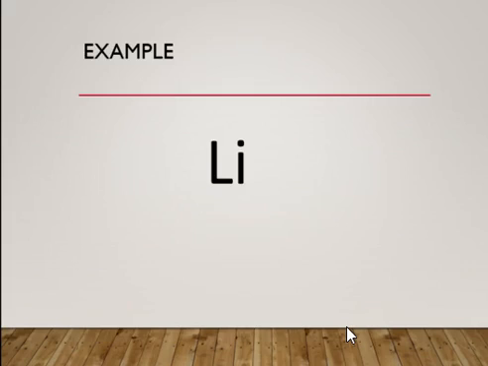Lithium. Pause the video. It only has 1 valence electron. Magnesium. It has 2 valence electrons.